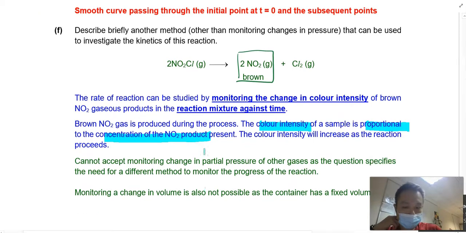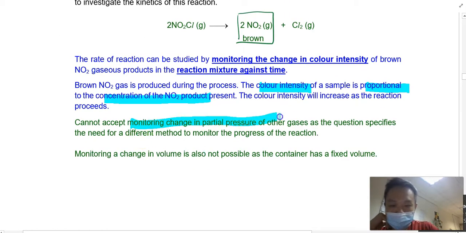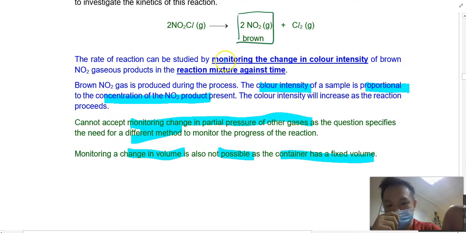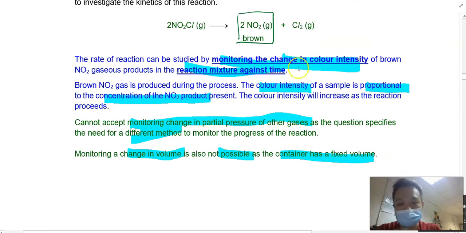Okay, so take note, we cannot accept monitoring change in partial pressure of other gases because they ask for a different method. Okay, also change in volume is not possible because the container given has a fixed volume. So this is the only answer that we accept. Okay, change in color intensity of the reaction mixture against time.